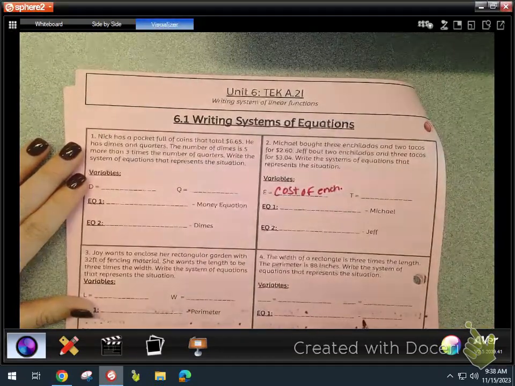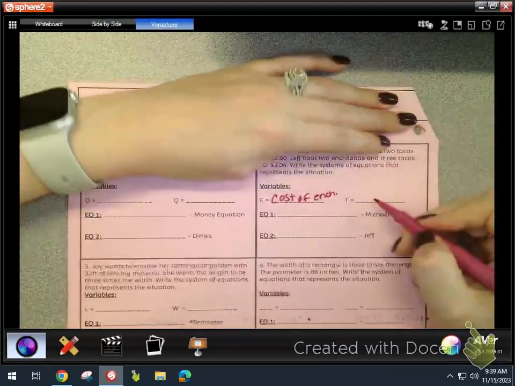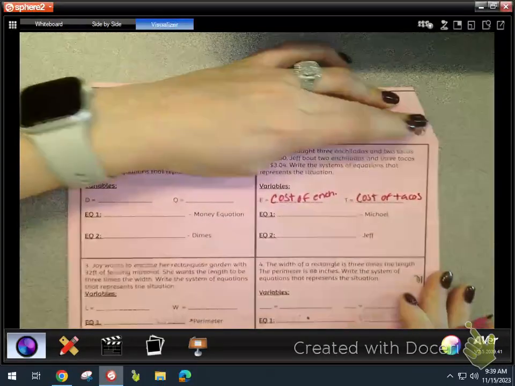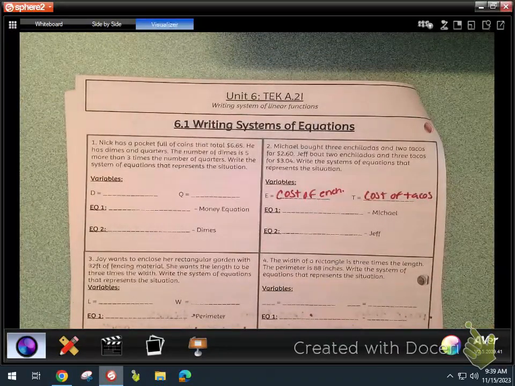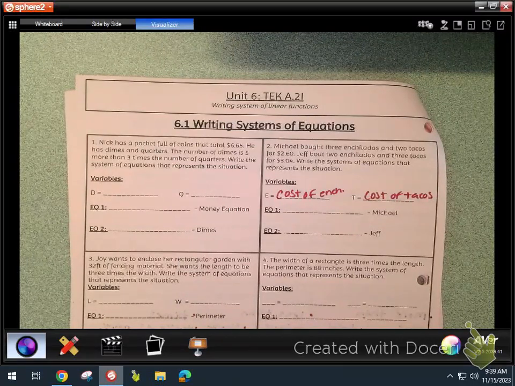Okay, so this one's kind of different. And then T would represent what? Cost of tacos. Okay, now we're not finding this right now. We're just setting up equations for it. So those are the things we're comparing. We've got a cost of buying enchiladas, a cost of buying tacos. But how many people are at the taco stand? 2 of them. Michael's at the taco stand, and he's got a total. Jeff's at the taco stand. He's got a total. So I'm going to have an equation to talk about Michael and an equation to talk about Jeff.